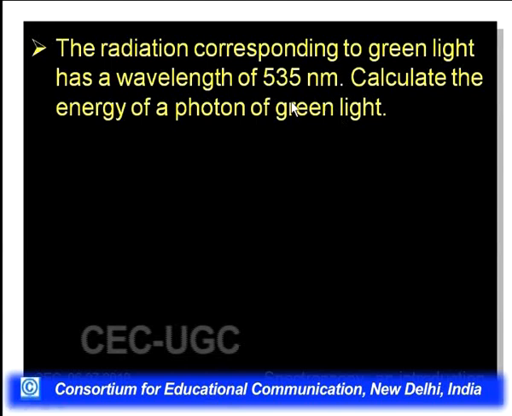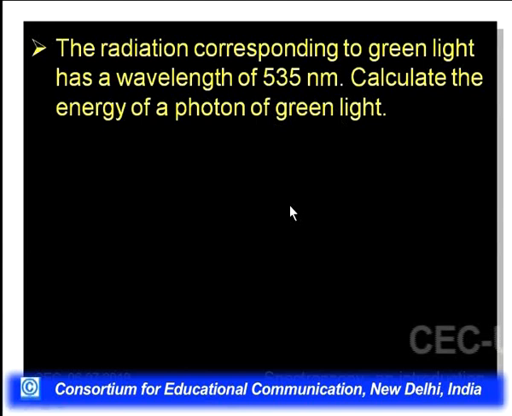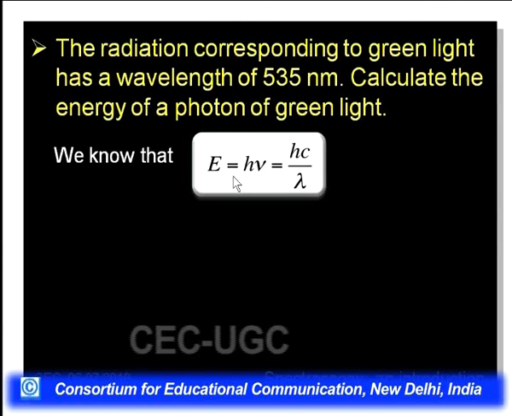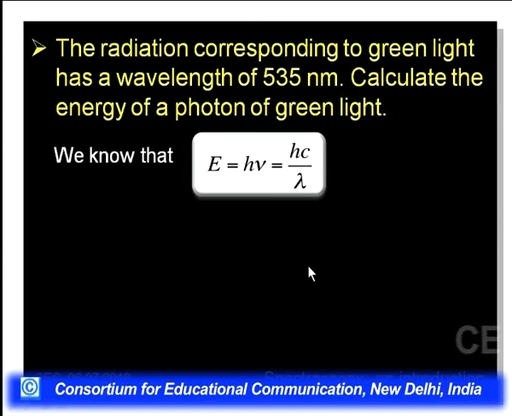If I am required to calculate the energy of a photon of green light, how do I go about it? It's a very straightforward and simple application of what we learned just now. We know that E is equal to hν, or E is equal to hc by lambda. And h happens to be 6.626 times 10 to the power minus 34 joule second.